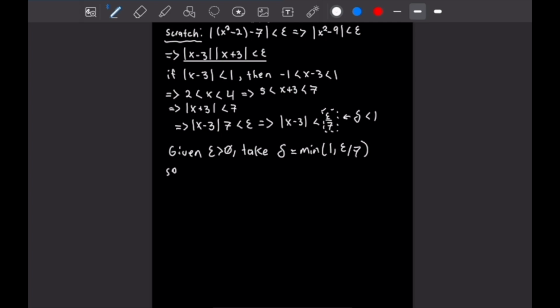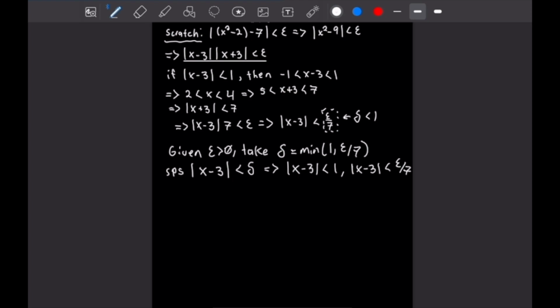So then we're going to suppose that we have the absolute value of x minus 3 is strictly less than delta. And so by our minimality condition, we can break this up into two different statements that will both be true. That means we have the absolute value of x minus 3 is strictly less than 1, and that the absolute value of x minus 3 is strictly less than epsilon over 7, as it is less than the smaller of the two, so then it must be less than the other one as well.